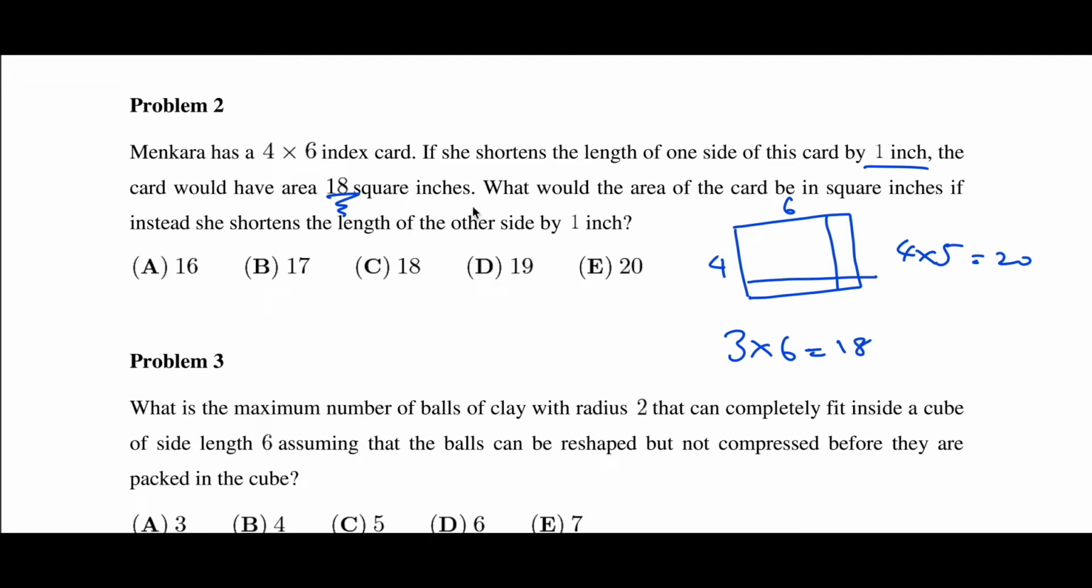That matches. So since we know that this side is the one that she cuts the first time, it asks what would the area of the card be in square inches if she instead shortens the length of the other side by 1 inch. So she shortens this side. So that would just be 20, which is E.